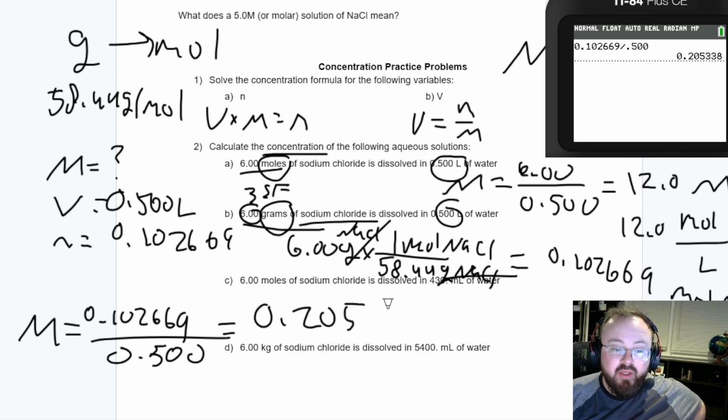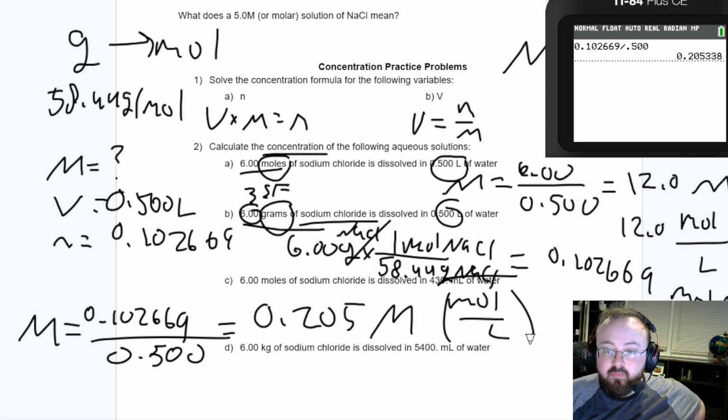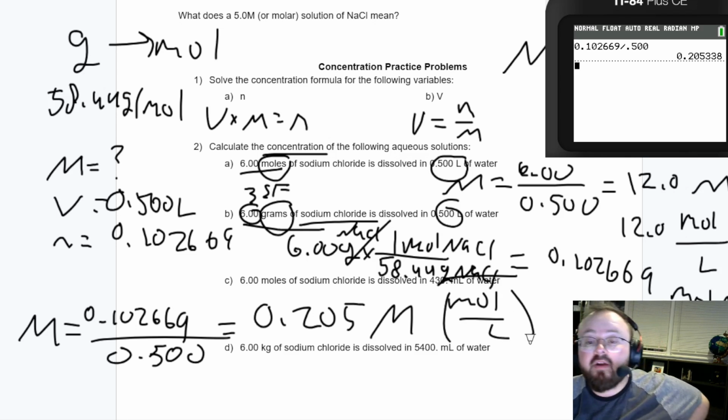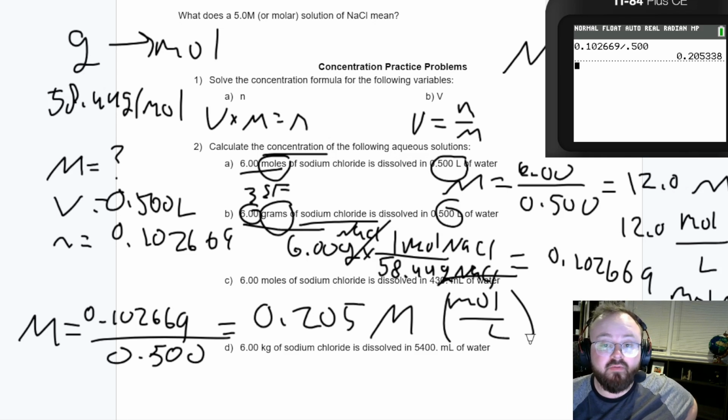0.205. My unit is molar, or moles per liter, whatever you want to write. I can write moles per liter as well. Doesn't matter. So there's just an extra step there. That is 2 extra steps. Similar type of question, a lot more involved here. Okay? That's the only 2 that I'm going to do out of this section.